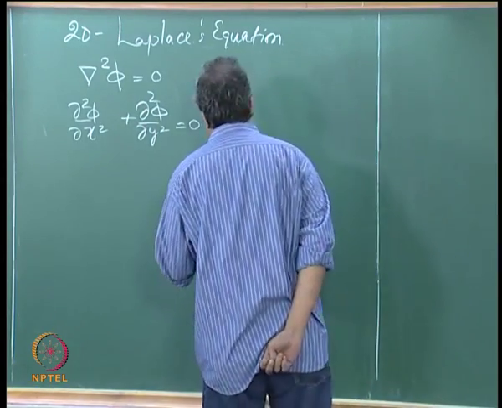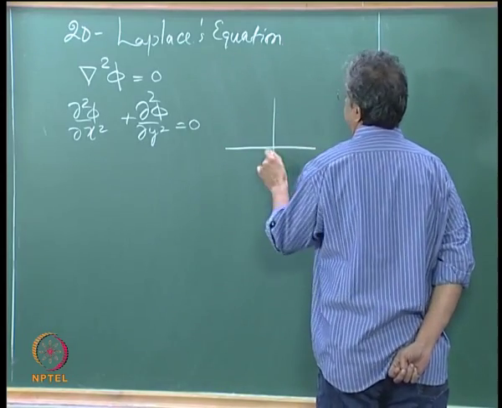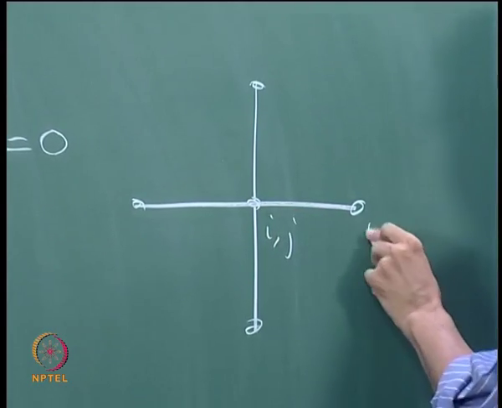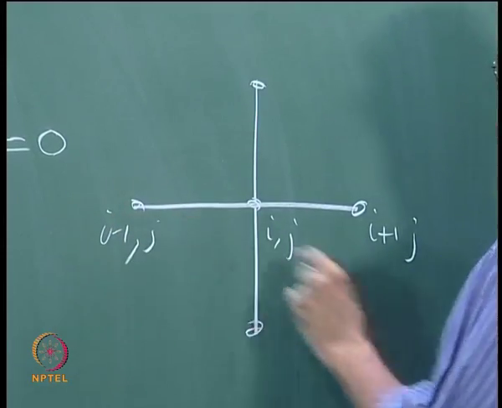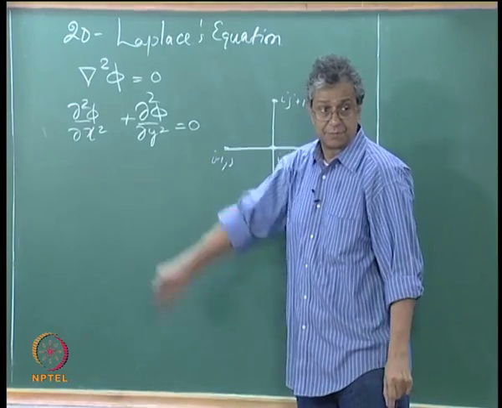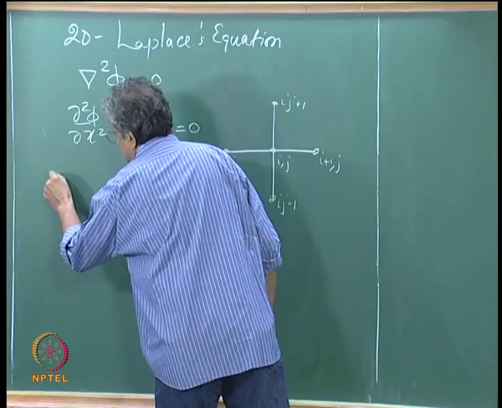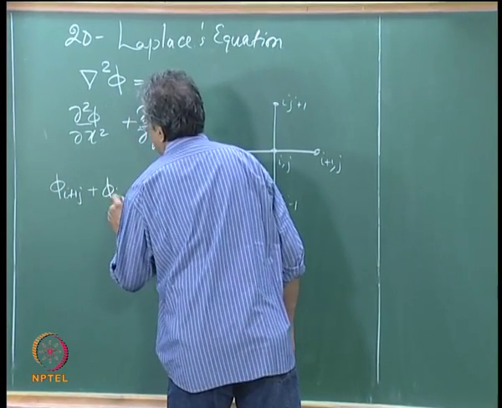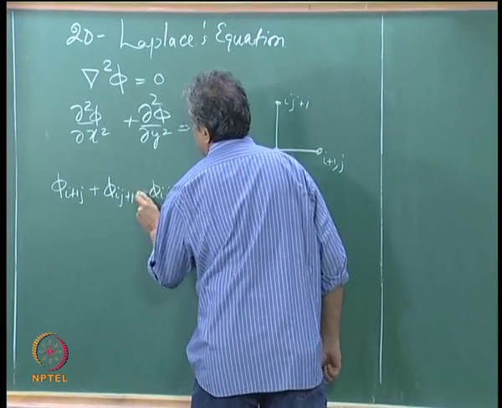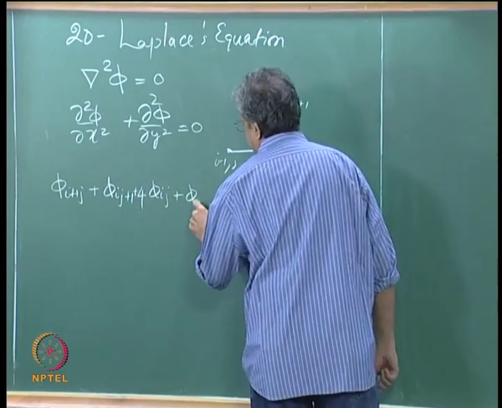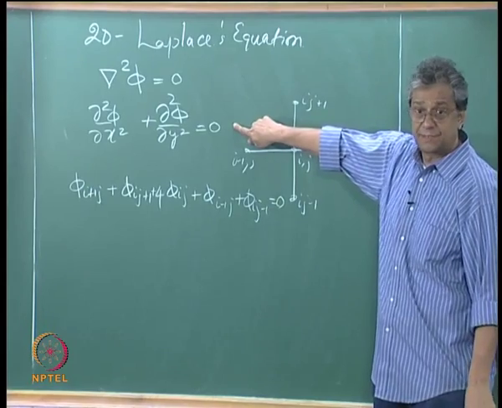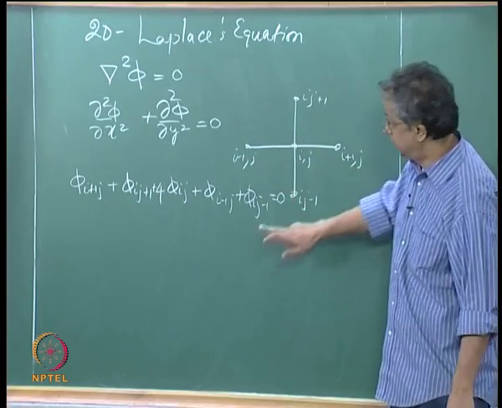And we wrote for an equally spaced mesh, and I am writing only for one set right now. We wrote for an equally spaced mesh at the point i, j, in terms of i plus 1 j, i minus 1 j, i j minus 1, i j plus 1. We wrote this differential equation, a representation that we could use on the computer, as phi i plus 1 j plus phi i j plus 1, either way, plus phi i minus 1 j plus phi i j minus 1, minus 4 times phi i j, equals 0. So this equation, the representation at this point i j, we have written in this fashion.